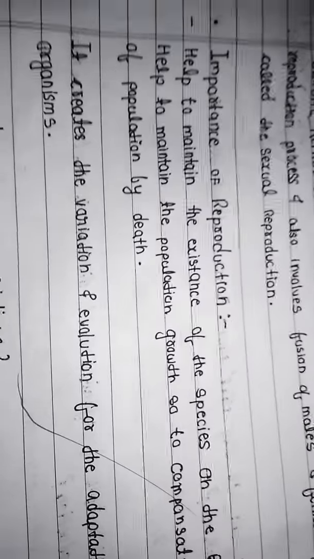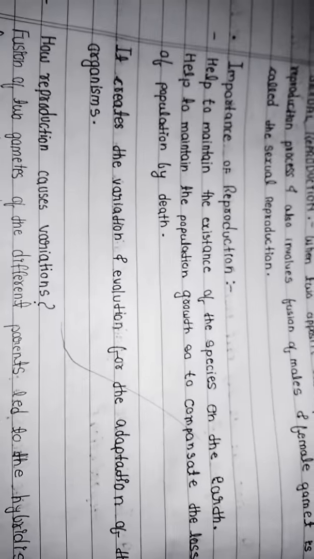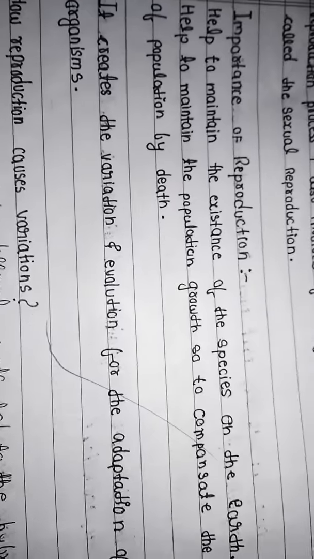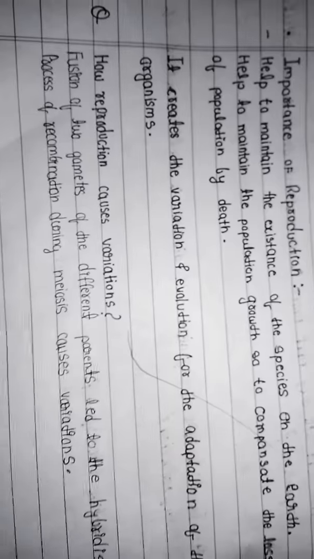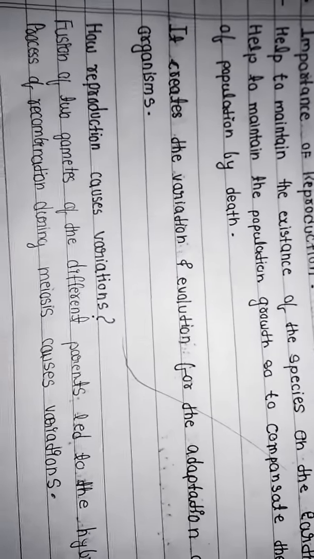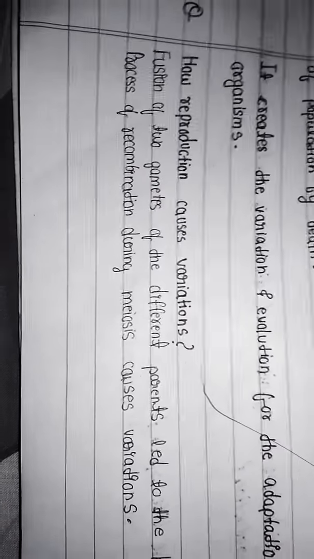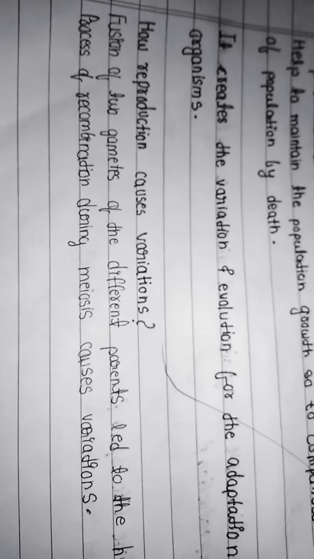The importance of reproduction. Point number 1: it helps to maintain the existence of the species on the earth. It helps to maintain population growth, to compensate for the population lost by death. It creates variation and evolution for the adaptation of organisms. How does reproduction cause variation? Fusion of two gametes of different parents leads to hybridization, and the process of recombination during meiosis causes these variations.